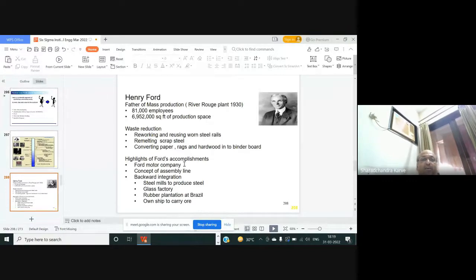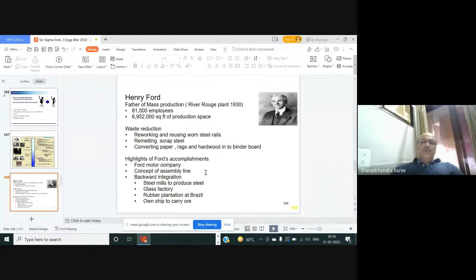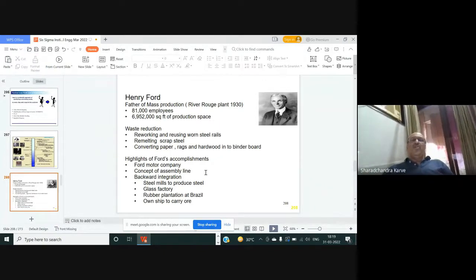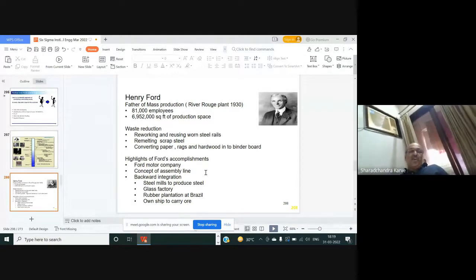The main one was the concept of the assembly line. So you must know there is a concept which is used in the automotive industry, which is called an assembly line.